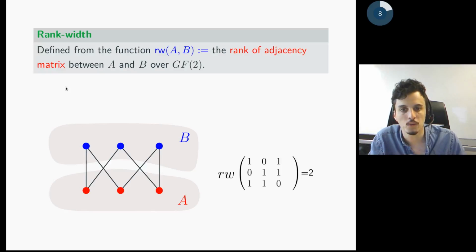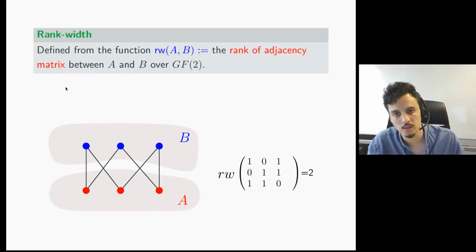To define rank-width, we take the function that takes a cut (A, B) and returns the rank of the adjacency matrix between A and B over the binary field. So for this cut, we have this adjacency matrix, and the rank of this cut is 2 because this matrix has rank 2.